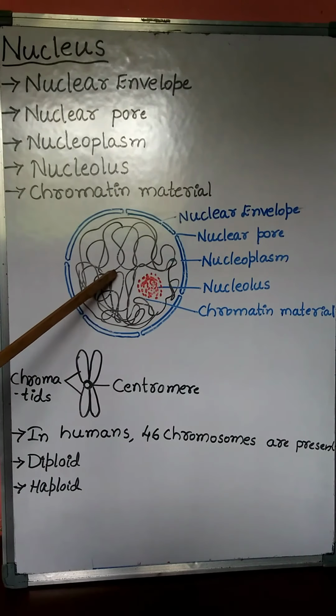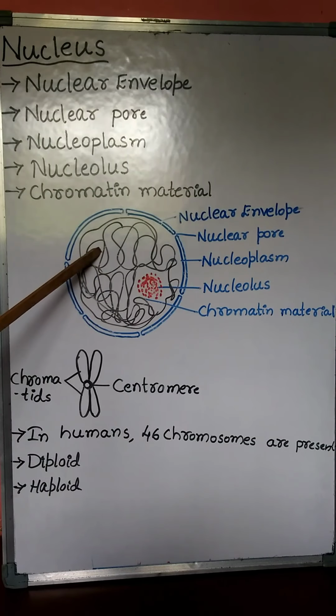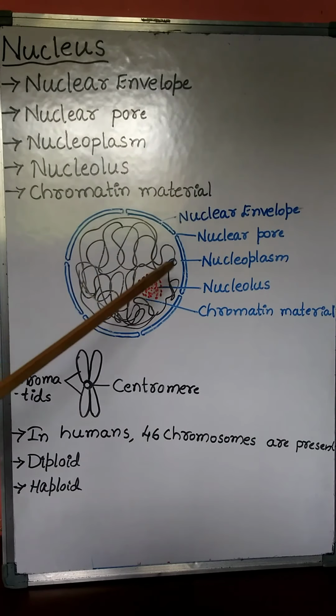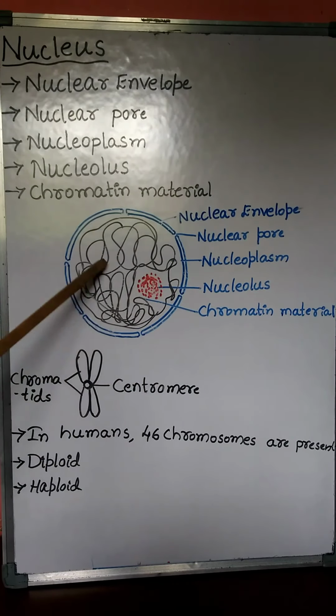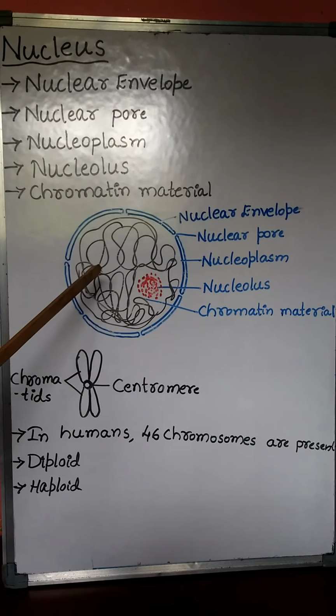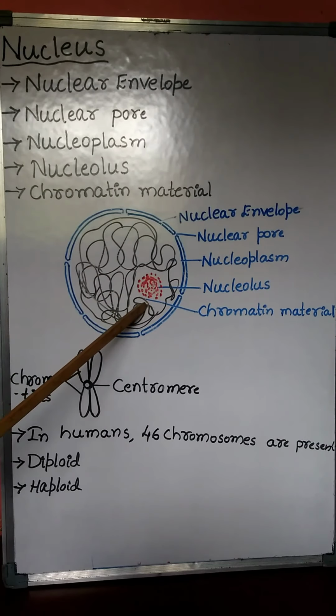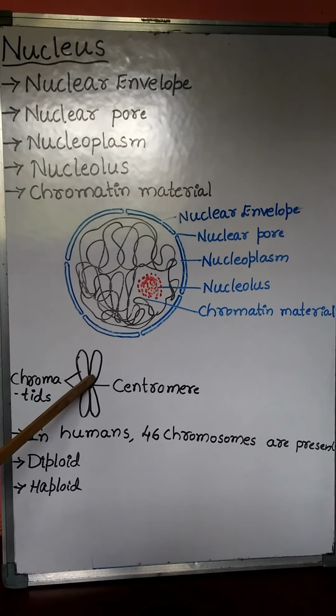During cell division, when the cell is ready to undergo division, this chromatin material condenses to give rise to chromosomes. When the cell is ready to undergo cell division, this chromatin material condenses and gives rise to thick rod-like structures called chromosomes.